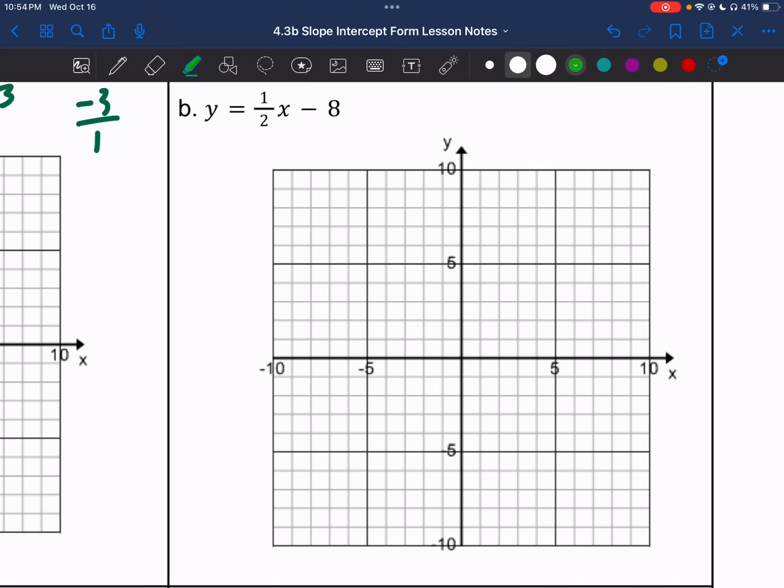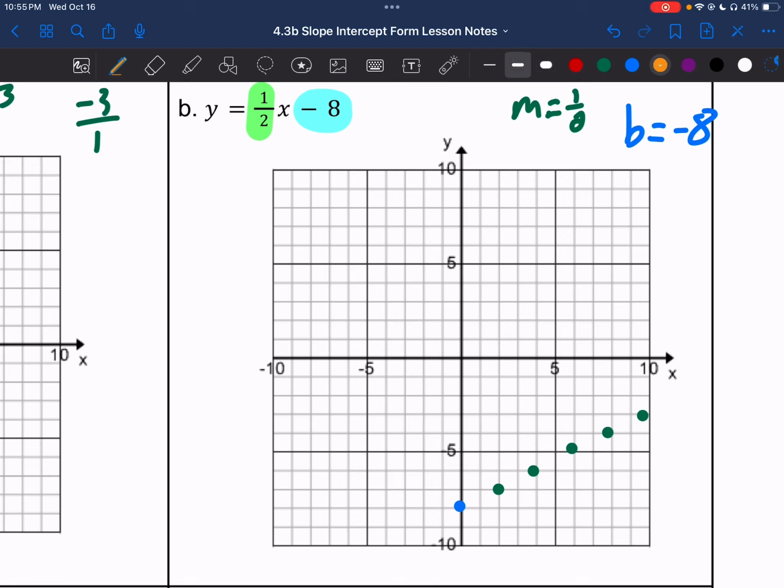Now, for letter B, our slope here is 1/2, and our y-intercept is negative 8. So we're just going to write those out for us. Slope is 1/2. And my b value is negative 8. So I start my point at negative 8 on our y-axis. And my slope is 1/2. So I'm going up 1 and to the right 2 with every single step that I take. Up 1 to the right 2. Up 1 to the right 2.